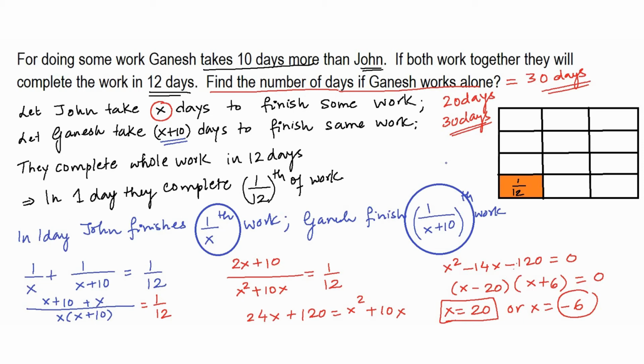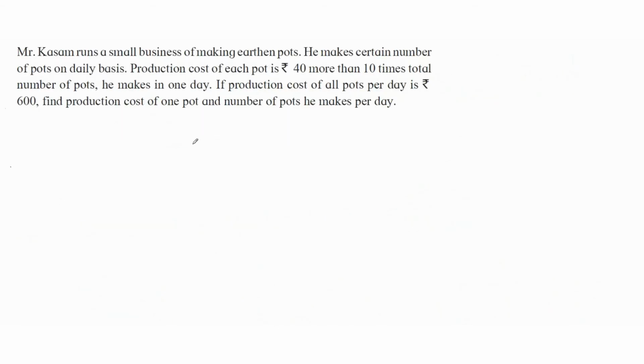Moving on to the next question. Let's take a look at this question. Mr. Kasam runs a small business of making earthen pots. He makes a certain number of pots on daily basis. Okay, so let us now note down some important points. He makes a certain number of pots on a daily basis. Let's assign some variable to it.